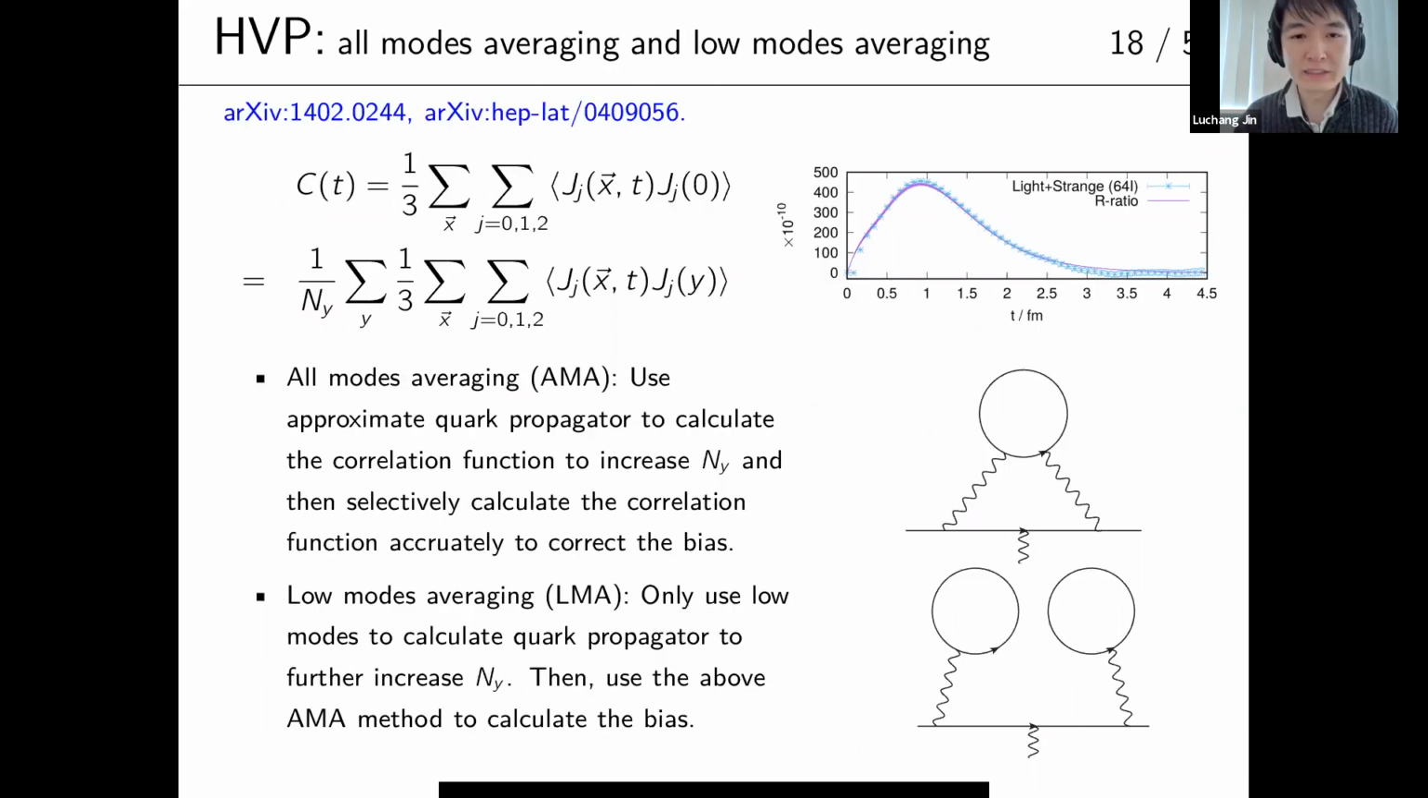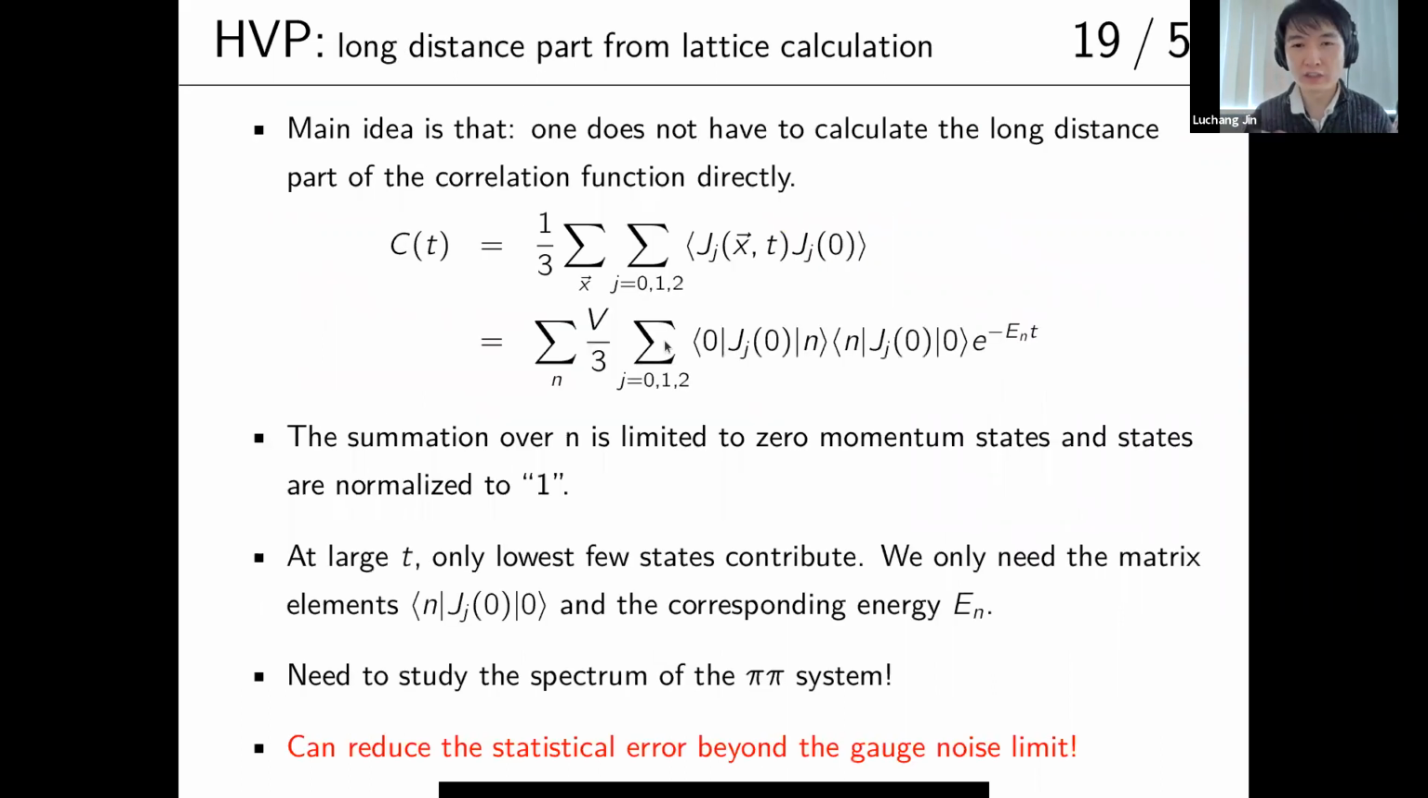At this point, it seems that this is already the best we can do, but actually we can do even better for longer distance. For the longer distance, we have the largest noise. The way we do it is by recognizing at the longer distance, we can decompose the contribution into the sum of all intermediate states, and then the correlation function is written as a sum over all the contributions of different intermediate states.